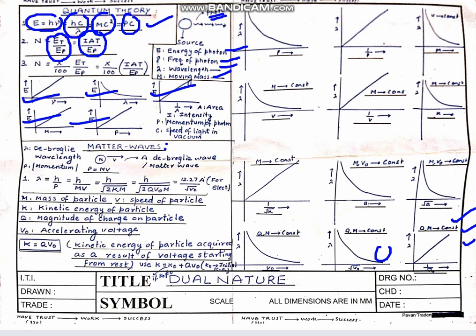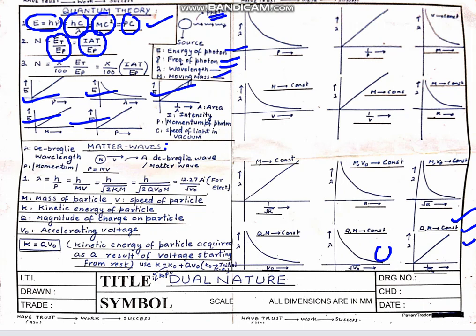So according to matter waves, every matter is associated with a wave, which we call the matter wave. There comes the duality, the dual aspect of matter and radiation. It was proposed by de Broglie in 1929. So that is the concept over here.